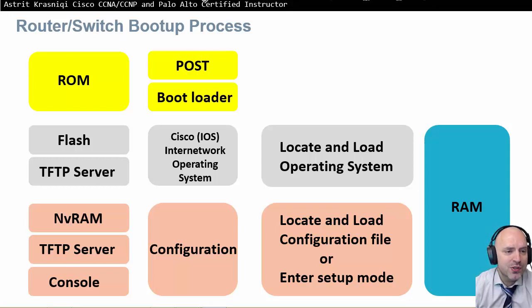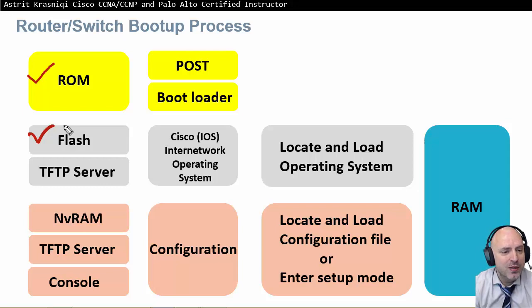For example, the first component that we should know is called ROM, and that stands for read-only memory. ROM is a type of memory that is non-volatile. That means that if the device is powered off, accidentally or on purpose, all the content stored in ROM will be retained there, which means that we don't lose the data. That's it. Another type of memory we have is flash, and think of it as storage, like a solid state drive.